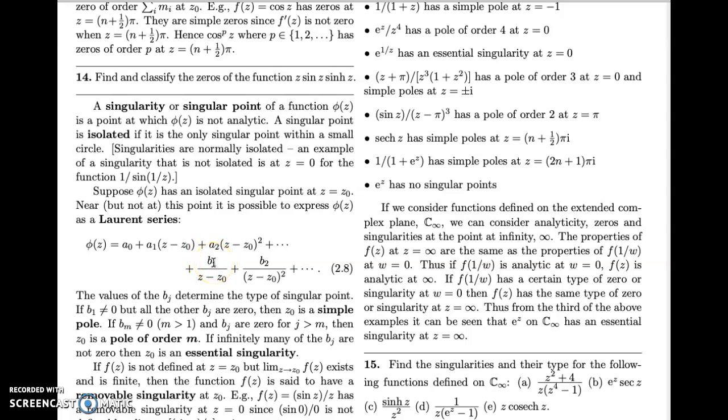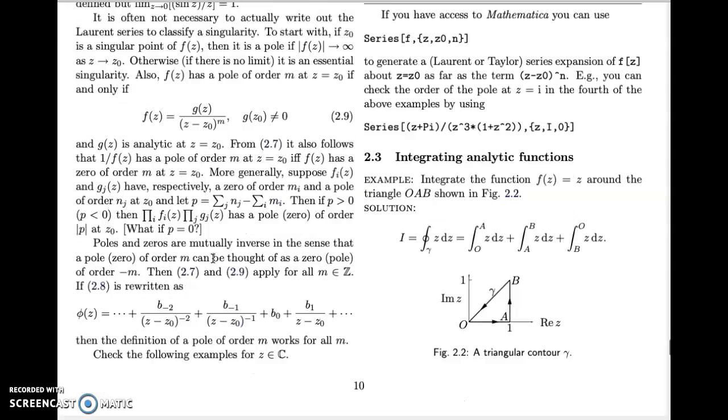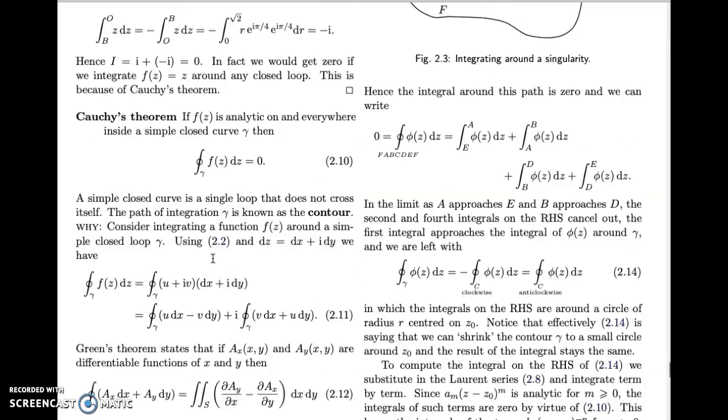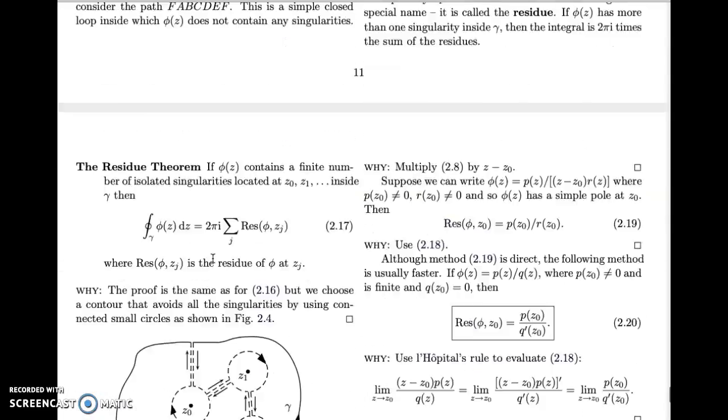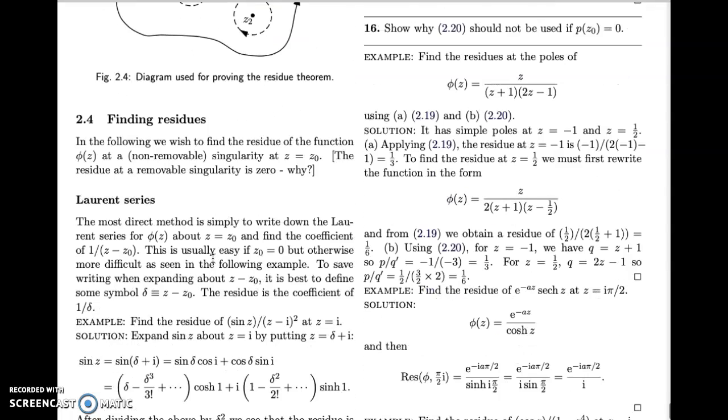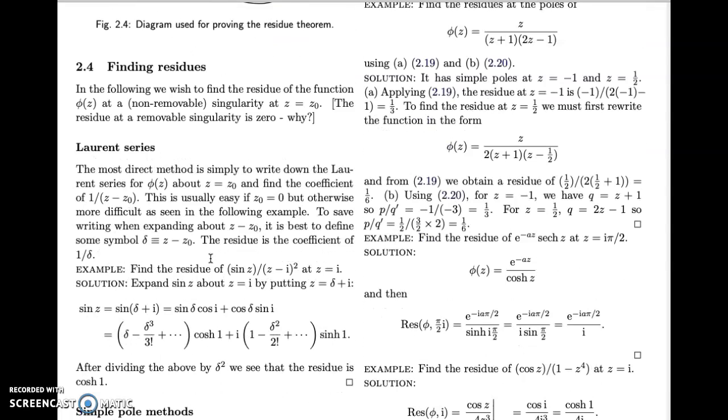So we're now going to look at techniques for finding b1. Now, the most obvious technique is actually just to write down the Laurent series. I say just. This can be a bit of an effort, and it's normally not the fastest way to find the residue, but it's the most direct method, so we'll look at it first.